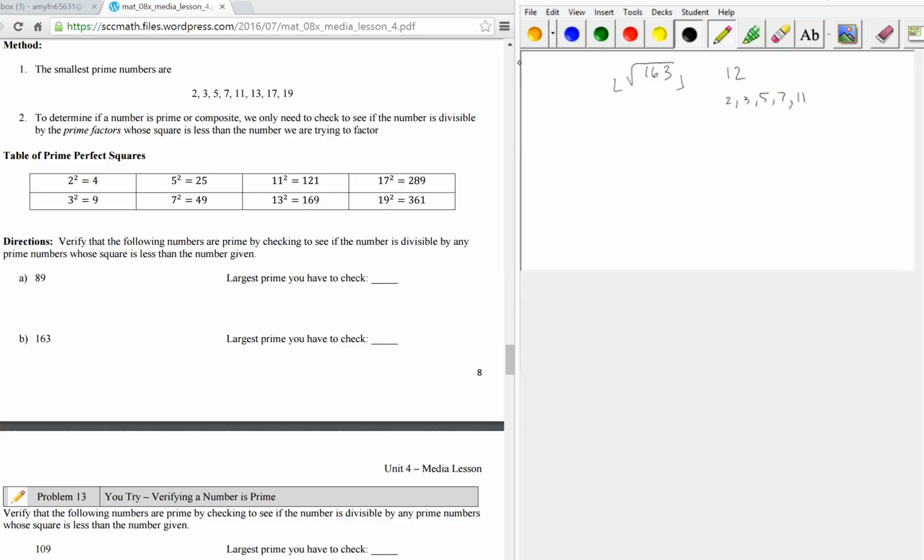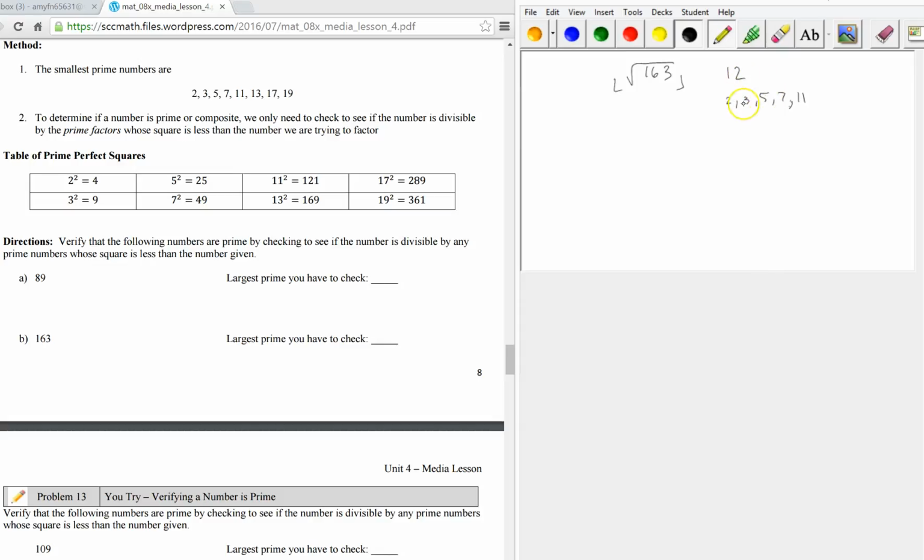So to verify that 163 is prime, they just have to show that dividing 163 by any of these numbers results in a non-zero remainder. Okay, so I think the table of prime perfect squares is useful for this. We don't want them to have to check 2, 3, 4, 5, 7 all the way up to 12. And you can make some justifications of why this is. So if a number was divisible by 6, we don't have to check that because it would have already been divisible by both 2 and 3, etc.